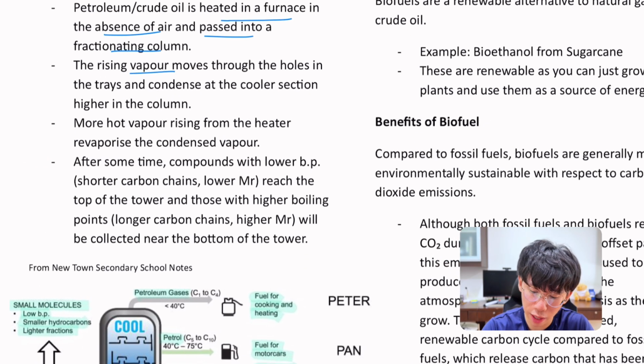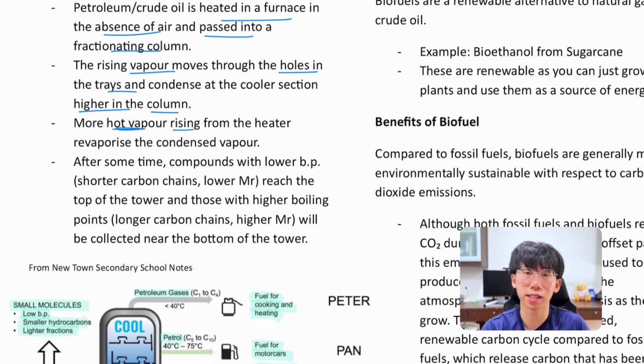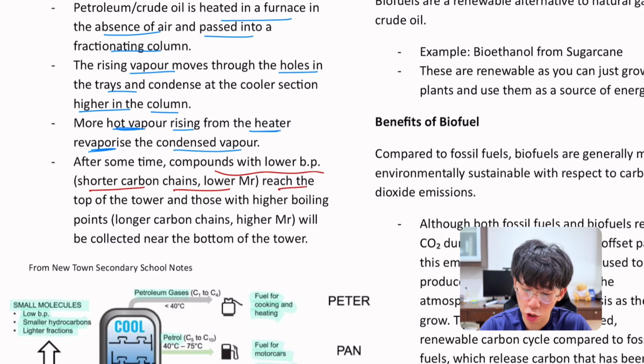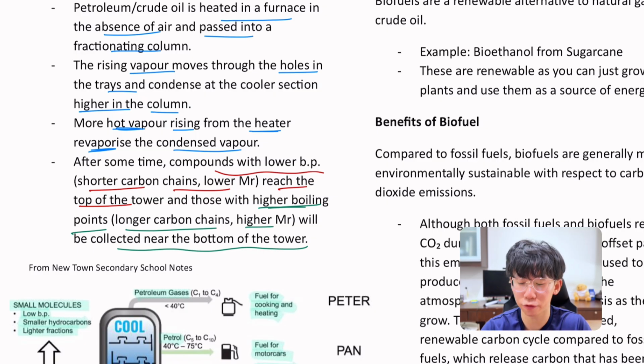Afterwards, the rising vapors will move through the holes in the trays and condense at the cooler sections higher in the column. The hotter vapors are the ones that rise higher up from the heater and re-vaporize the condensed vapor at the same time. After some time, the compounds with a lower boiling point, which are the shorter carbon chains with a lower Mr, will reach the top of the tower, and those with a higher boiling point, which are the longer carbon chains with a higher Mr, will be collected near the bottom of the tower.